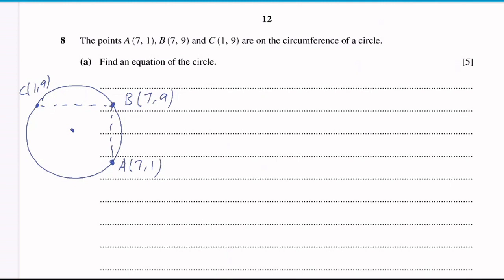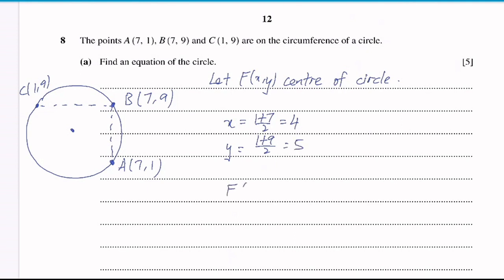Okay, so for this, we will let F be the center of the circle. So let's say the F here, we give it an X and Y that we want to find out. So the X coordinate is basically considering the 1 and the 7. The average of the 1 and the 7 is 4. For the Y, the average of 1 and 9, we get 5 here. So the center has the coordinate of 4, 5.